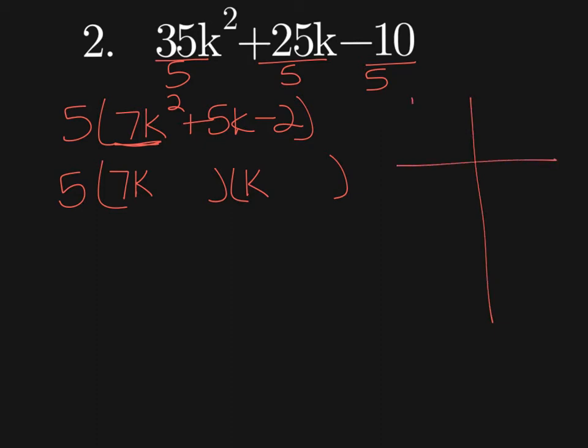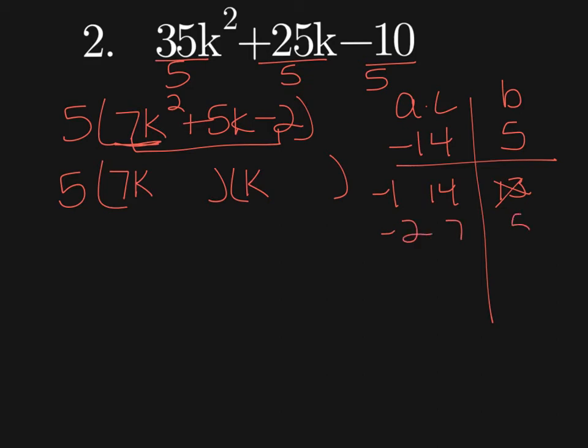Make your table. So we have a times c, and then it has to equal b. So 7 times negative 2 is negative 14, and b is 5. Again, we're multiplying to get a negative, so I know one has to be negative and one has to be positive. So negative 1 and 14 is 13. Don't want that. Negative 2 and 7 is 5, and I want a 5. So these are going to be my two answers.